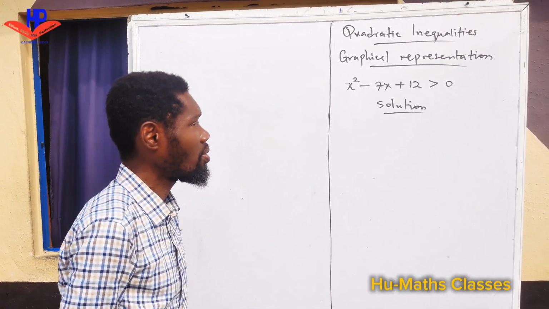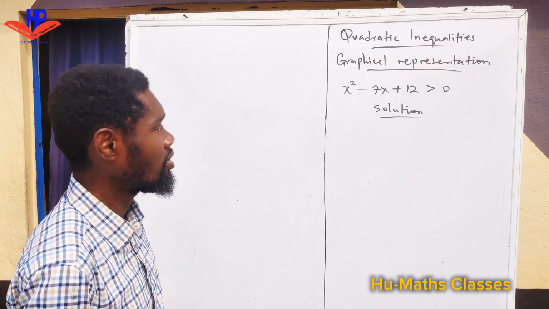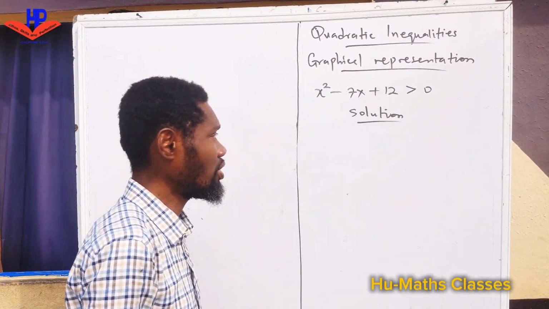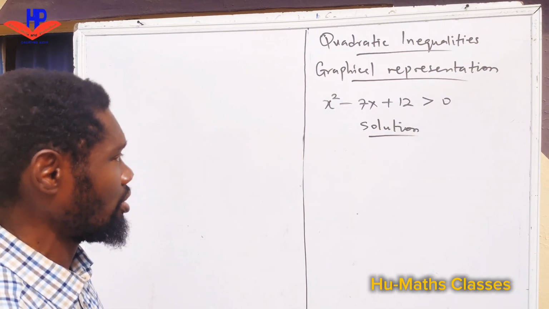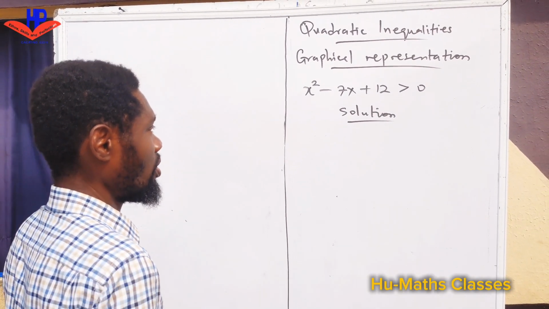Okay, let's look at this problem. X squared minus 7x plus 12 is greater than 0. So we need to factorize the problem first. So how do you factorize?